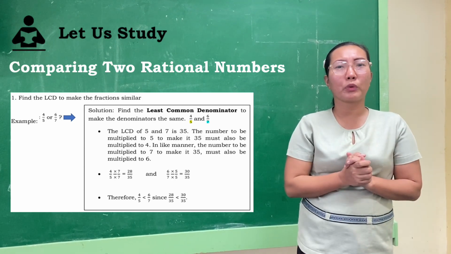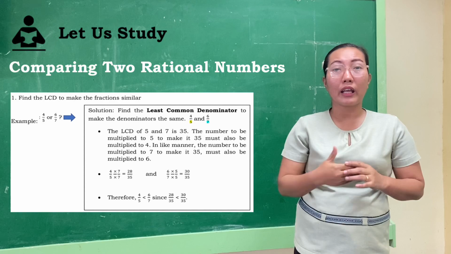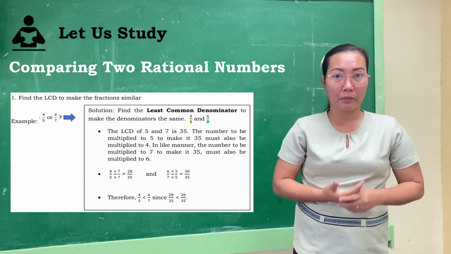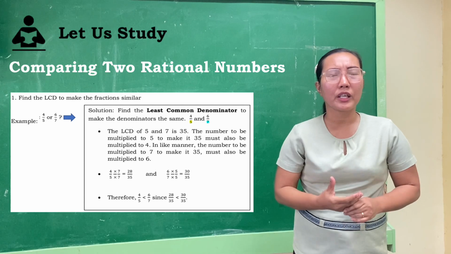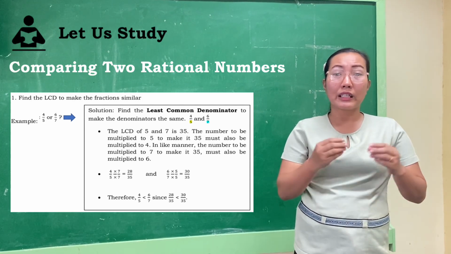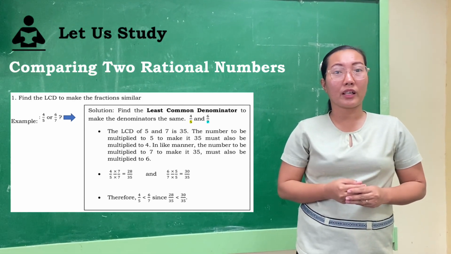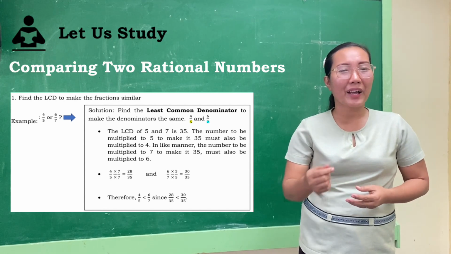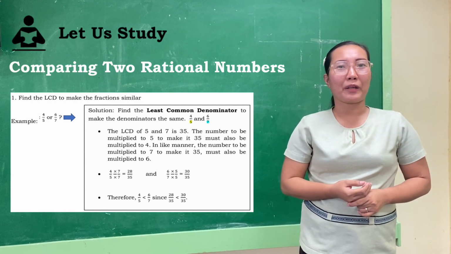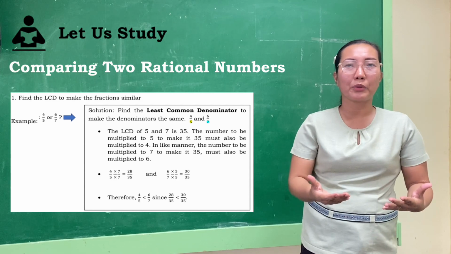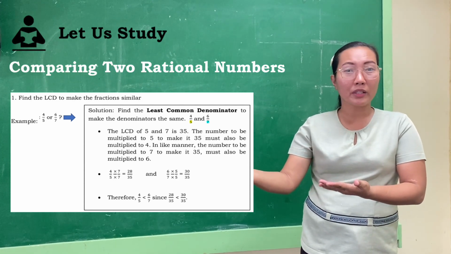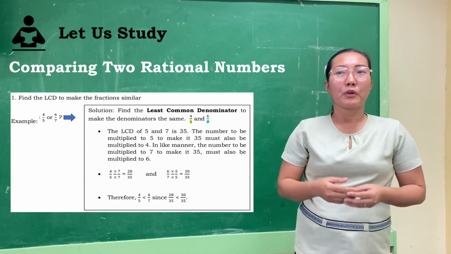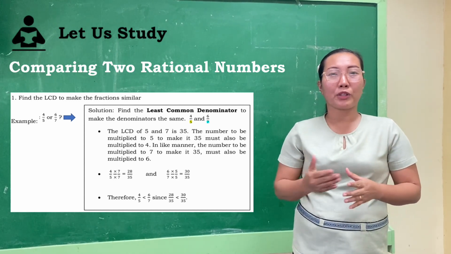Now, the first thing that we're going to find is the LCD, which stands for the least common denominator. Can you think of the least number that can be divided by 5 and 7? You're right, and that is 35. So after getting our common denominator 35, the next step is to look at the denominators again.